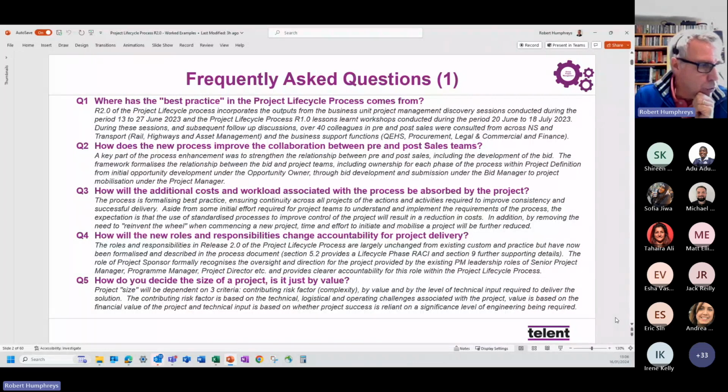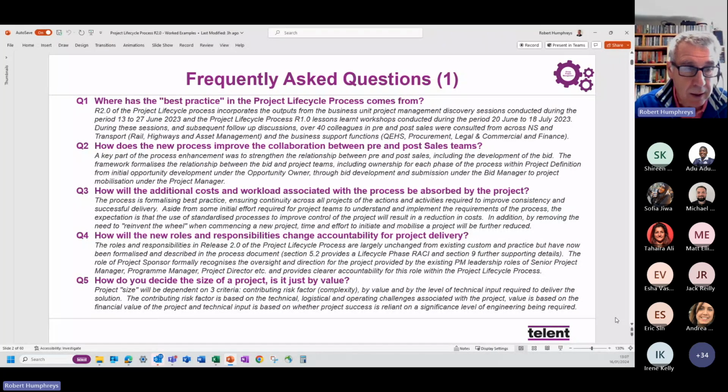And new roles and responsibilities: there is some work that I'm doing at the moment with the project leadership team to make sure that we've got a much more clearly defined RACI for all the project roles. So there's a clear view of the roles within a project and what their accountabilities are. So that is a work in progress.